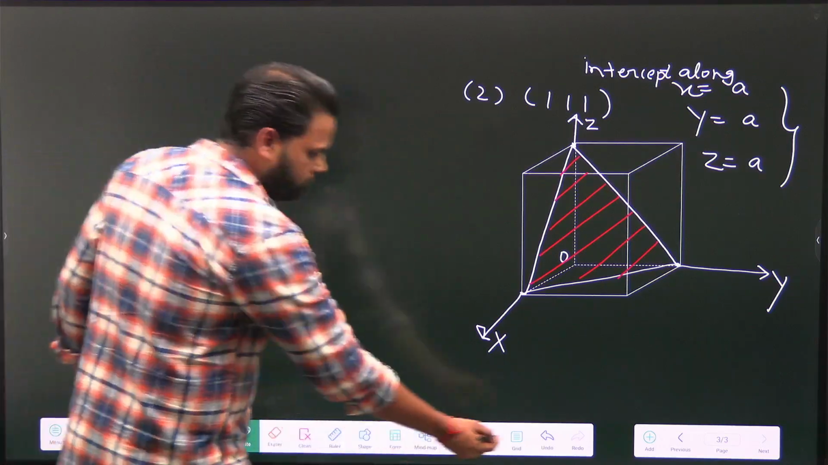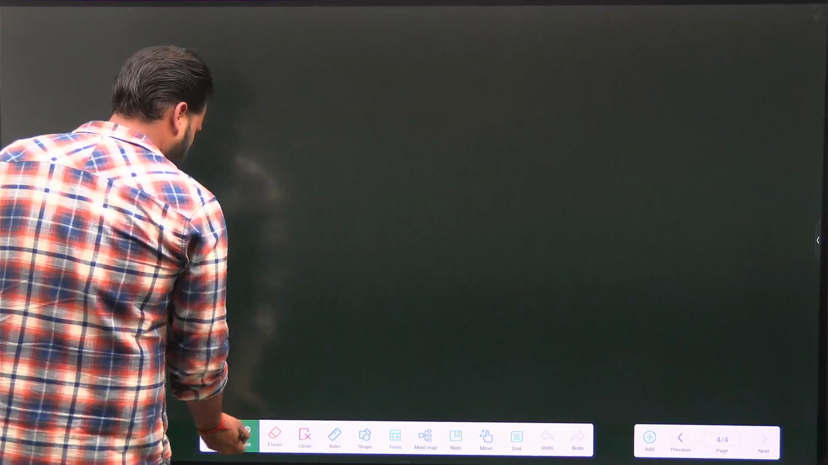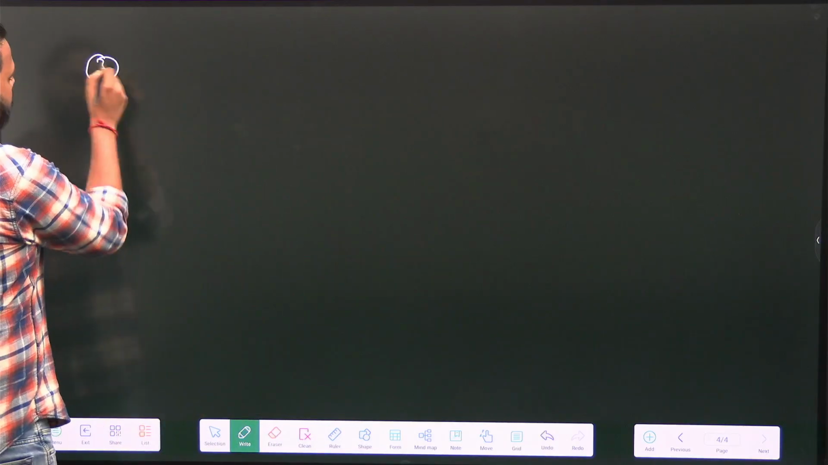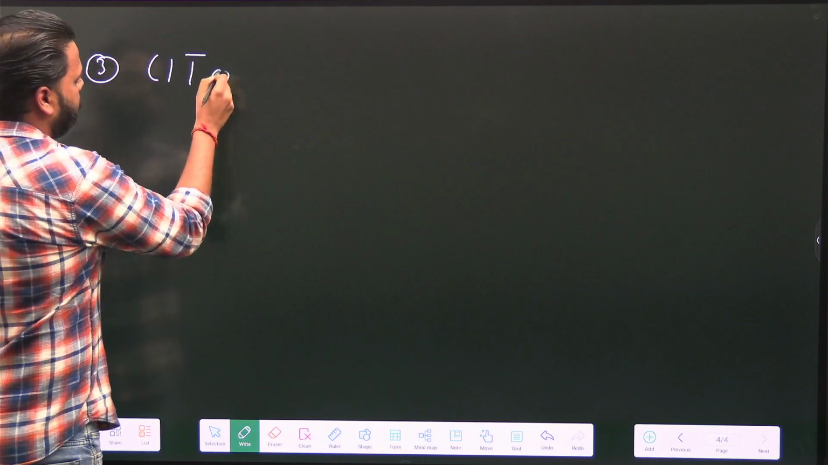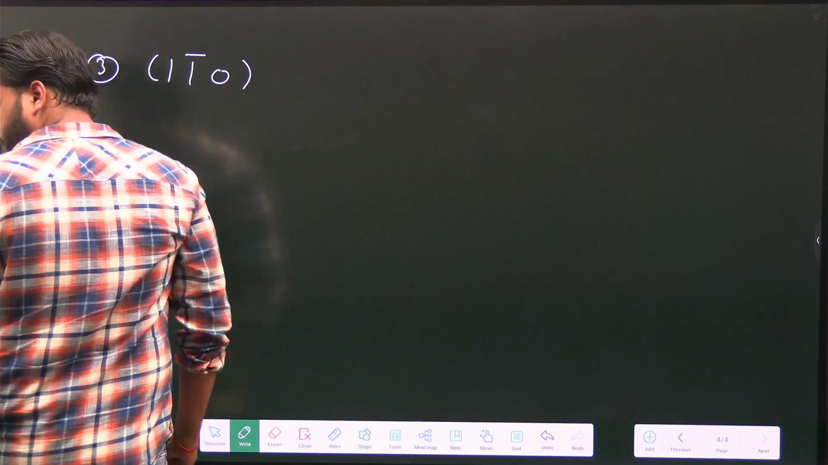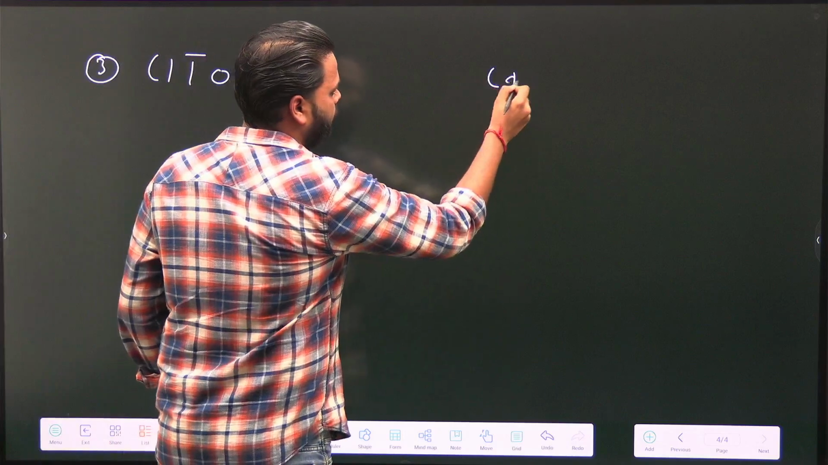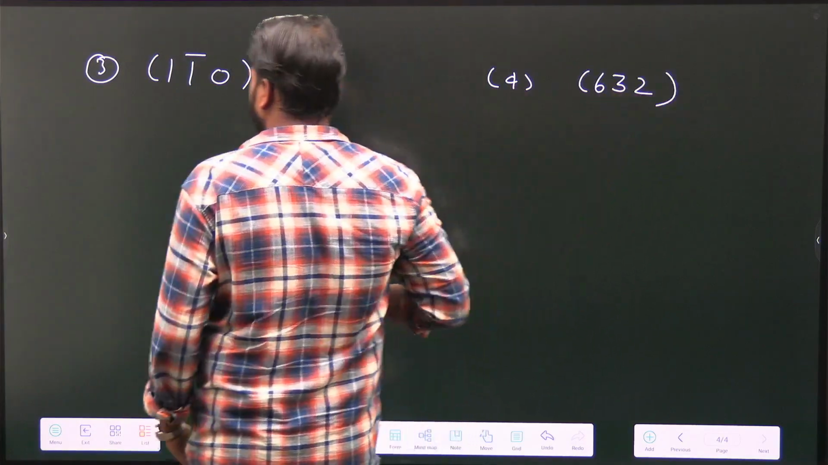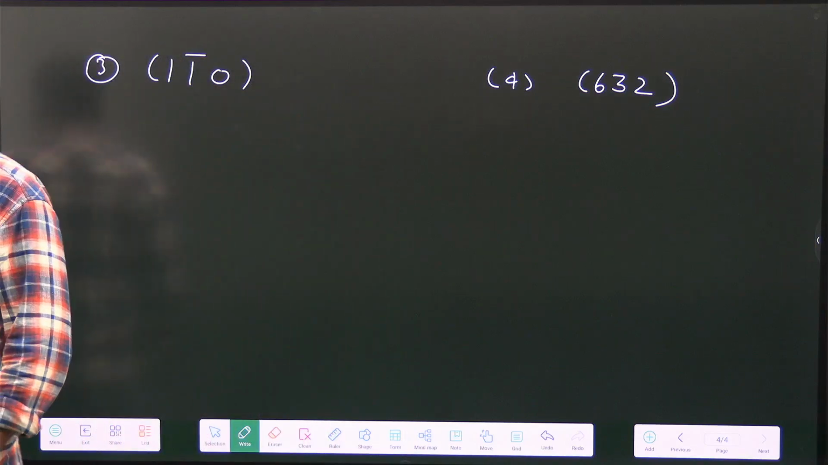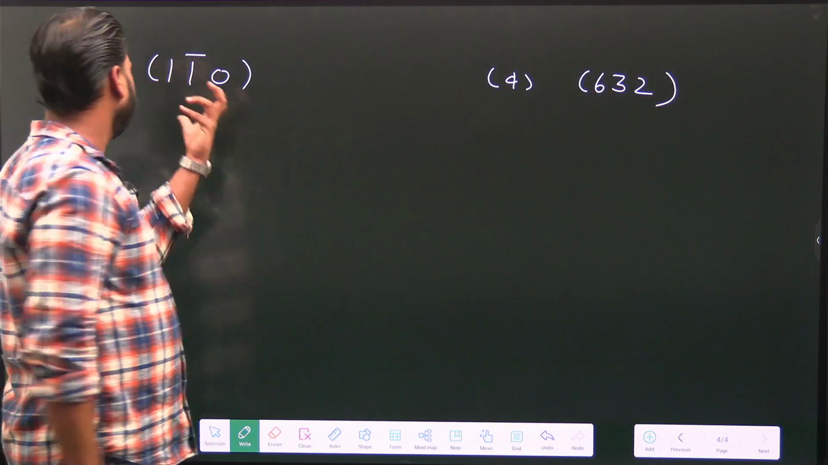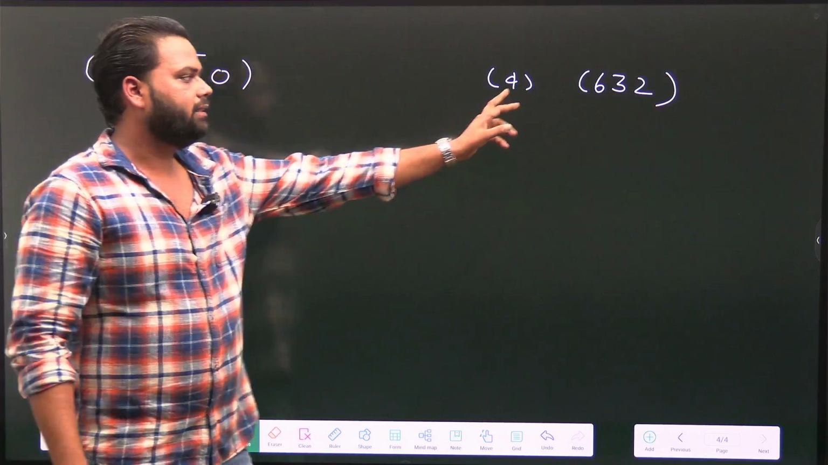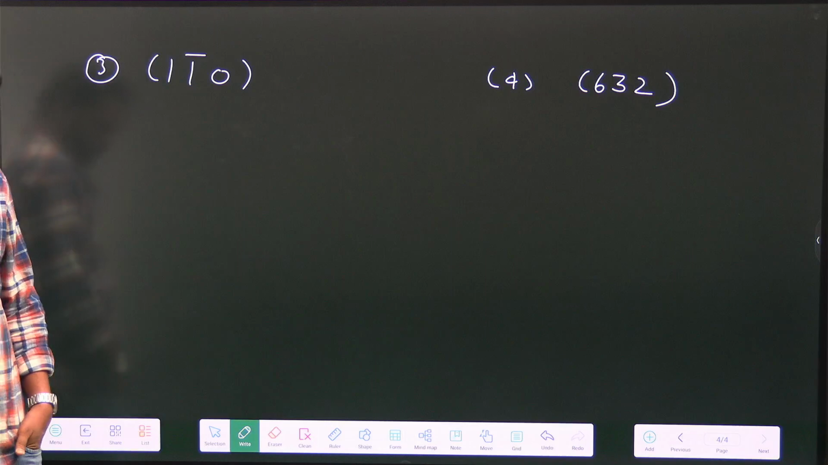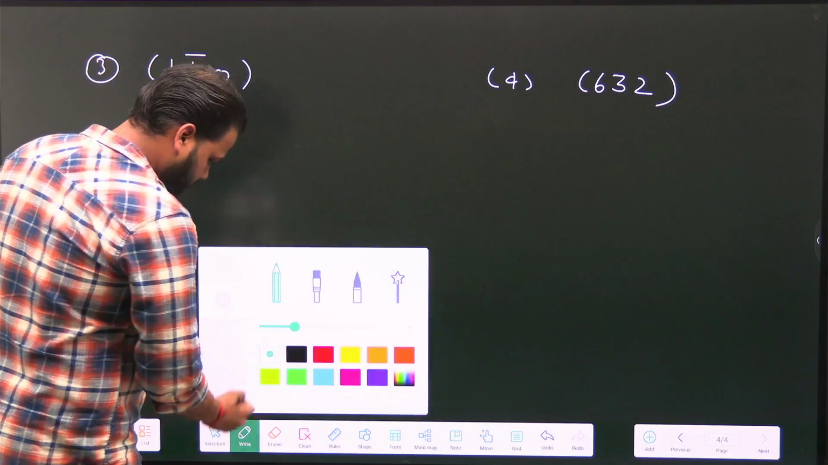I am giving you Miller indices, the third one 1, 1 bar, 0, and the fourth one 6, 3, 2. Just make them in your notebook. Draw the planes for these Miller indices, 1, 1 bar, 0 and 6, 3, 2. What will be the plane? Let's find out.